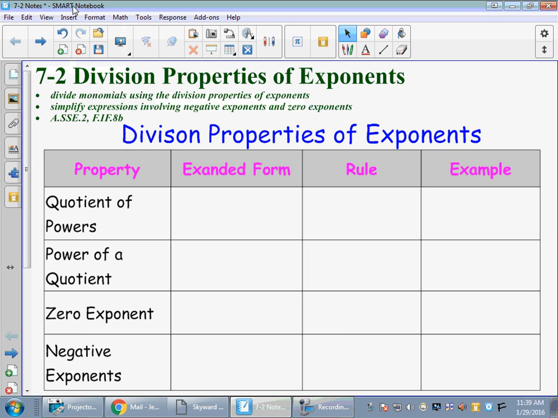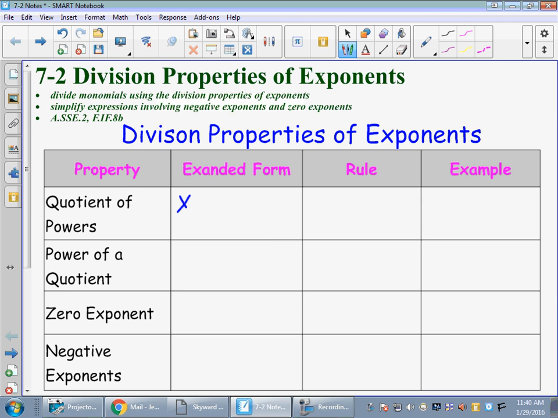This is 7.2, division properties of exponents. Our last note section was in regards to multiplying exponents. Now we're going to talk about dividing. So you're going to see a lot of similarities or just inverse operations going on. The quotient of powers rule. Quotient implies division.